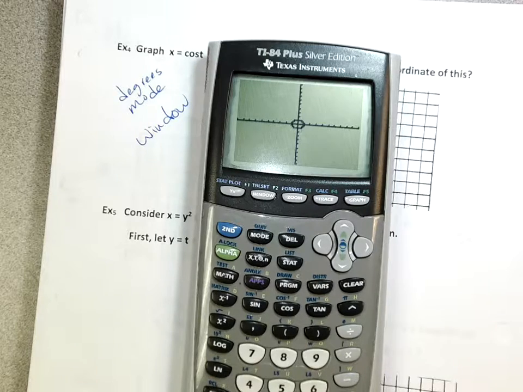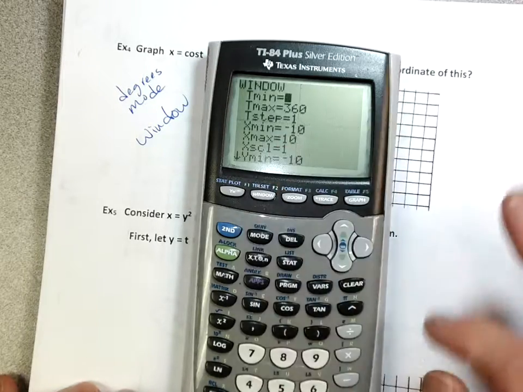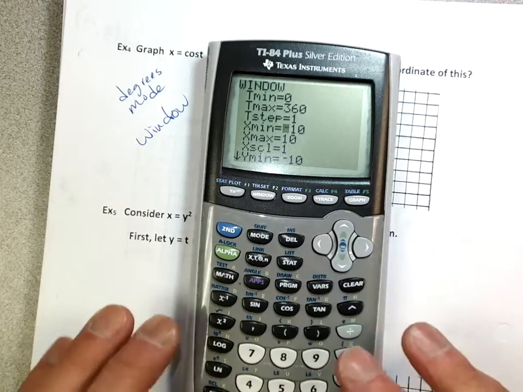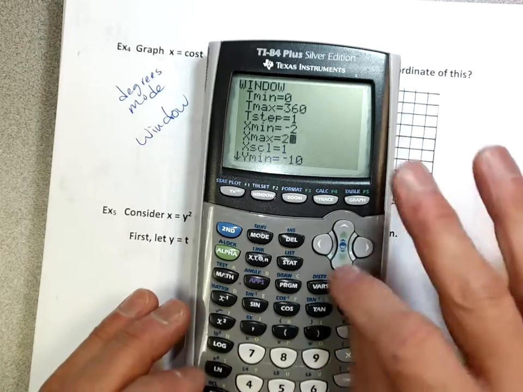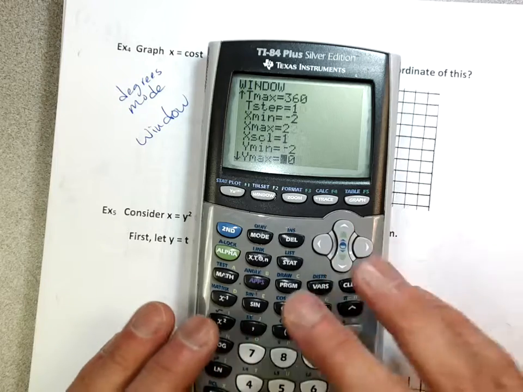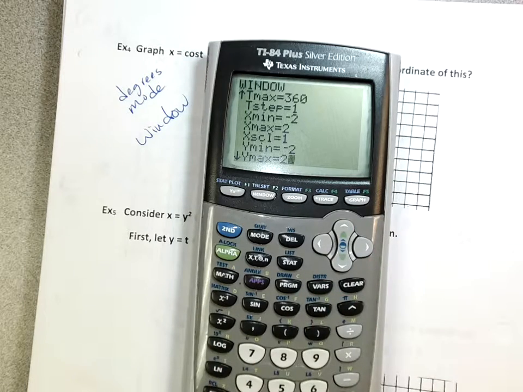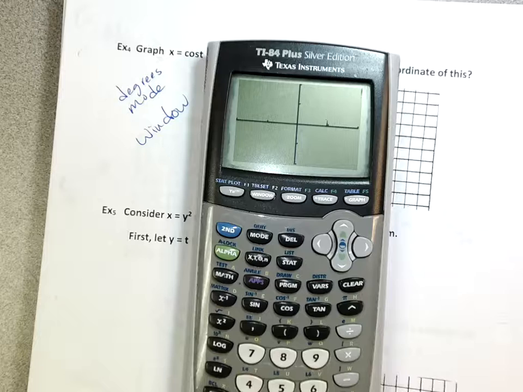So, if I want to zoom in, I'll just change my window real quick. How about if we go from maybe negative 2 to 2? Negative 2 to 2, okay? That would zoom it in quite a bit because I think it was only a radius of 1. Or you could hit zoom 0, or zoom fit. There's lots of things. Graph again. Okay, there it goes.